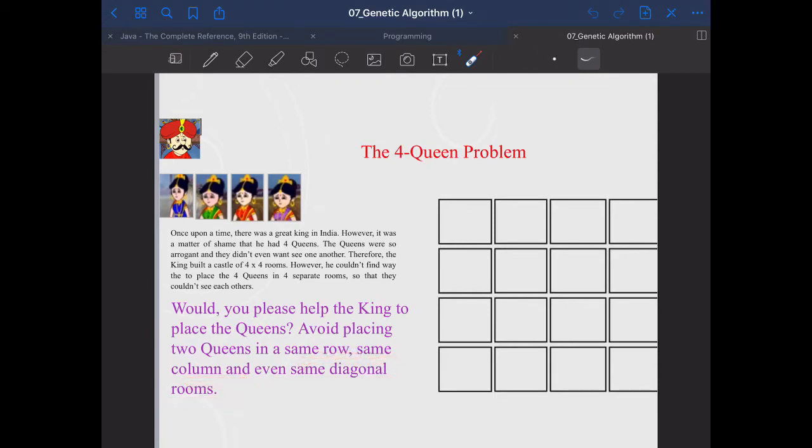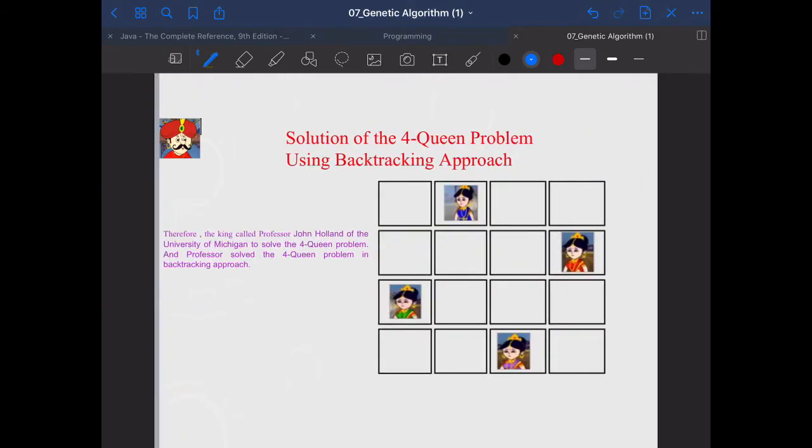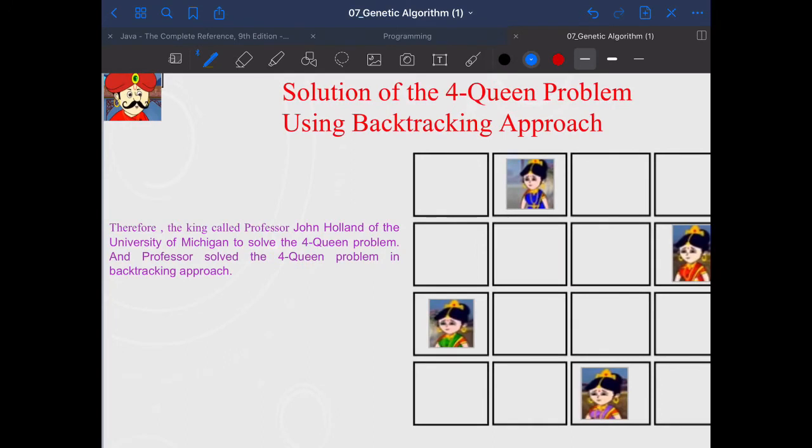So if we had queen 1 here, none of these other queens would stay in these rooms. And again, we have to look into the other rooms that are available for us and put in the second queen there, and so on. The process goes on.